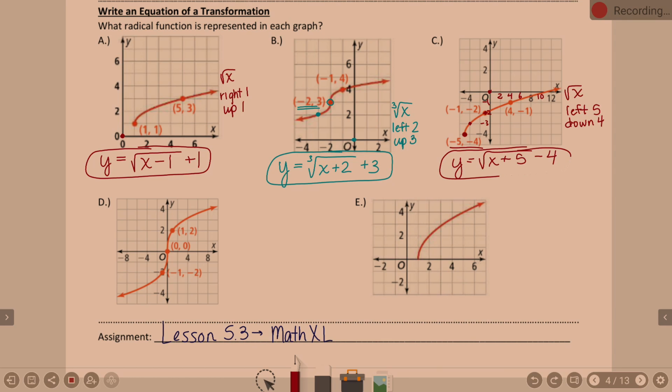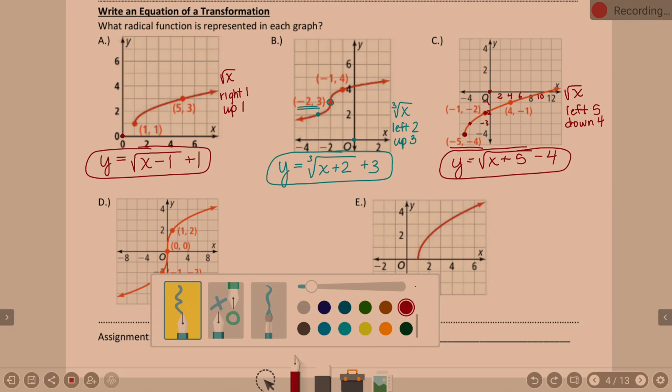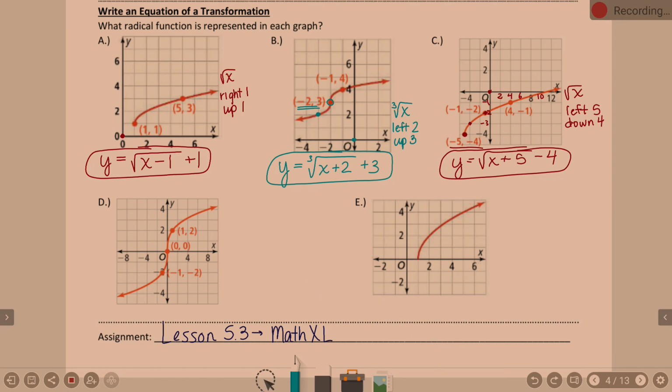Okay, let's talk D real quick. D, what kind of graph is it? It's a cube root. Okay. How far left and right and up and down did it move? None. It didn't, because it's still centered at 0. What did it do?